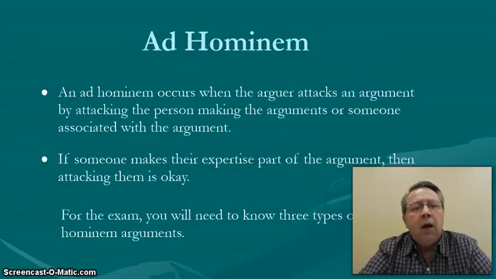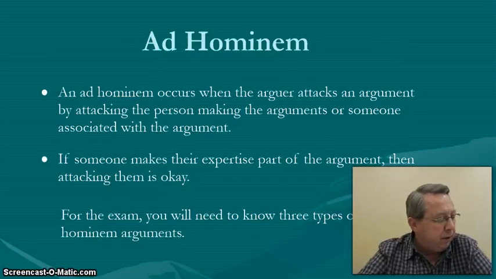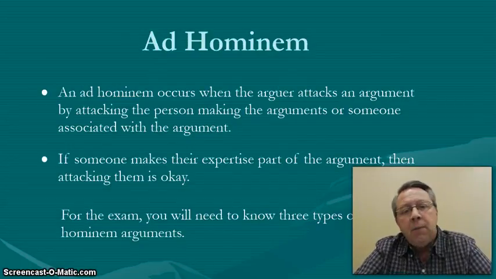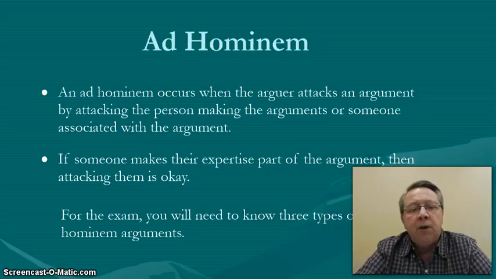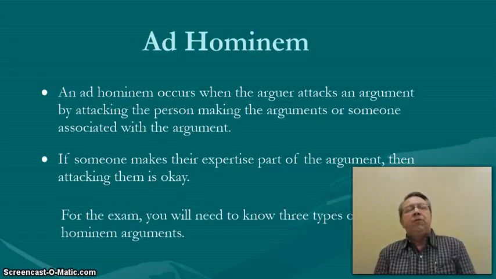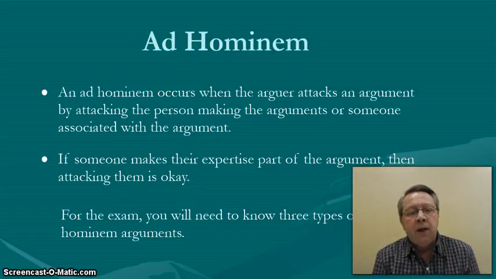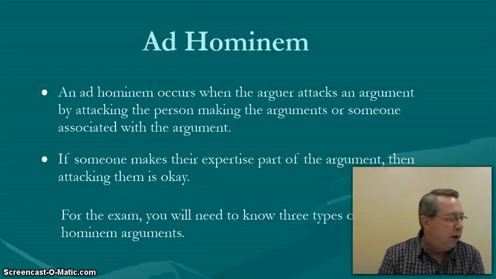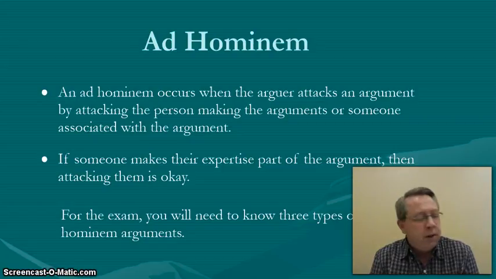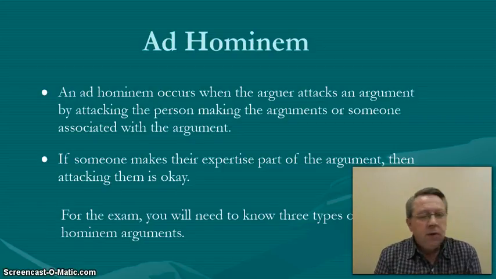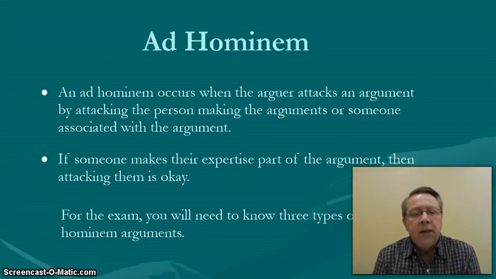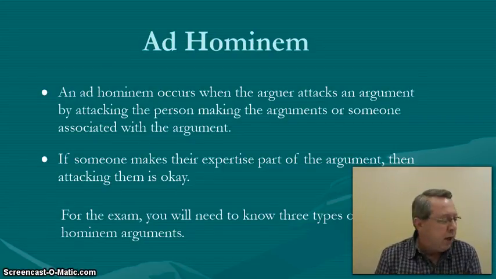Okay. The next one would be ad hominem. An ad hominem occurs when the arguer attacks an argument by attacking the person making the argument or someone associated with the argument. If someone makes their expertise part of the argument, then attacking them is okay. Hitler's a good example of this. For the exam, you'll need to know three types, okay?